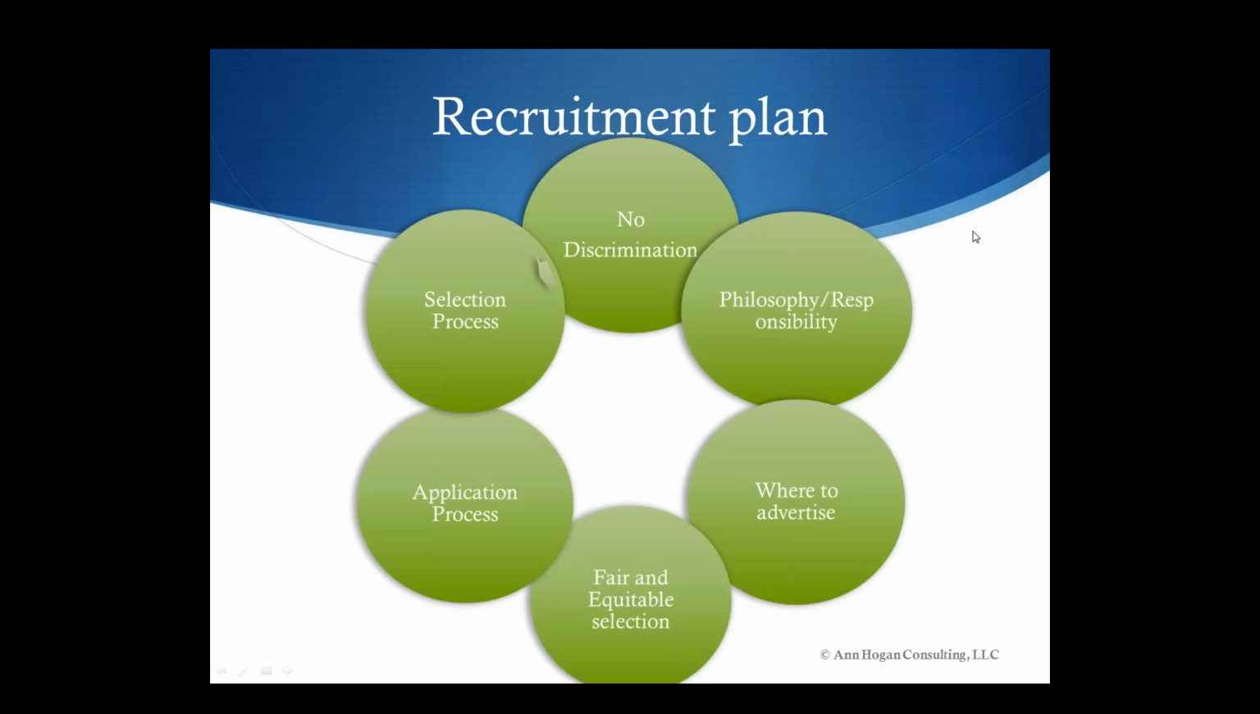A recruitment plan goes through these different portions. So the elements that you need to have in place are a no discrimination policy, your philosophy and responsibilities as far as what they are as an organization in the hiring process, and where you're going to advertise. That's always important to lay out because it gives you a plan, because if you don't have that plan in place, it won't get acted upon. So you may advertise in different places for different positions within your organization, but it's always best to have that written down, kind of the basics at least.